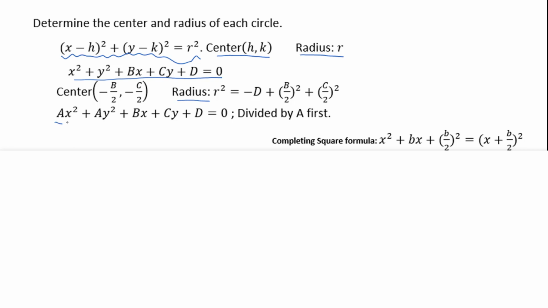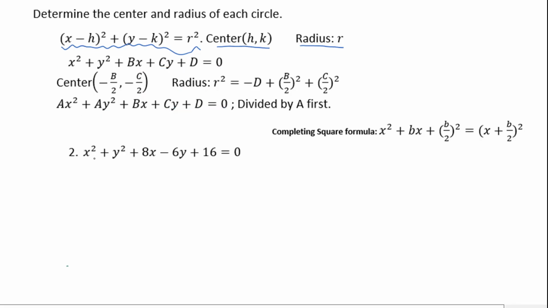If you are given the general form, make sure you divide by a first so that you can change it into the x squared plus y squared form. Then you can work out the center and radius. Question 2: x squared plus y squared plus 8x minus 6y plus 16 equals 0. Let's use the formula to get the center and radius. We know b equals 8, c equals negative 6, and d equals 16.